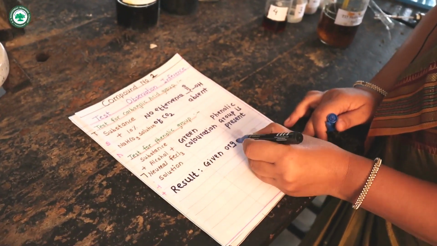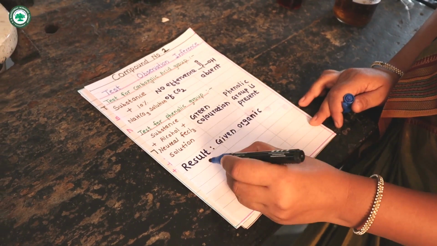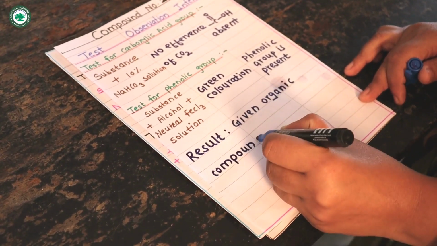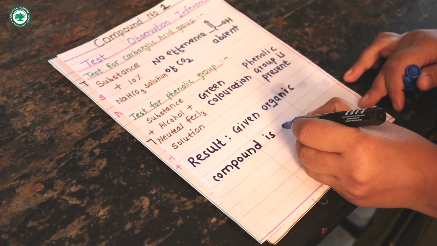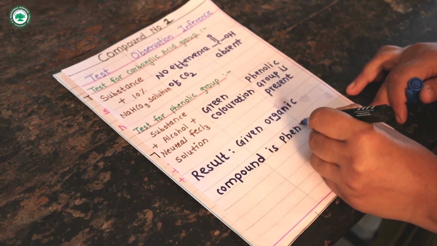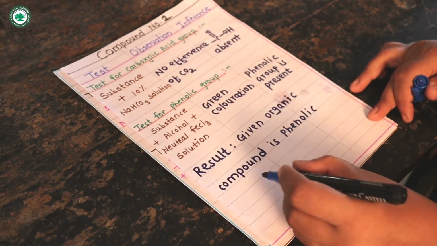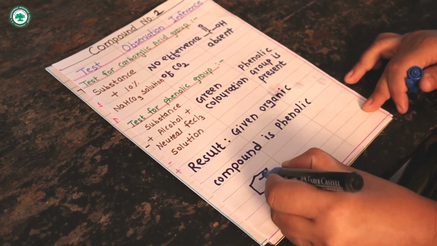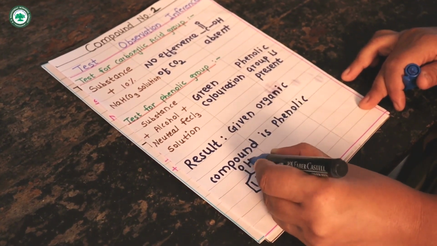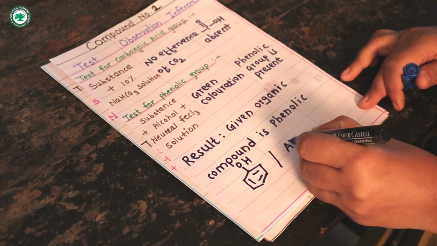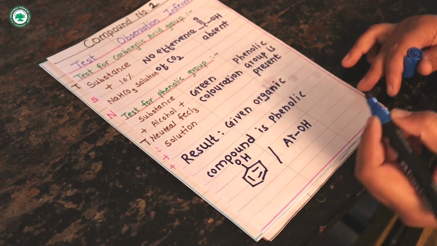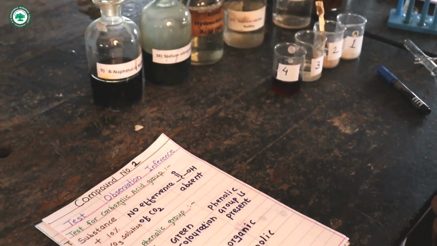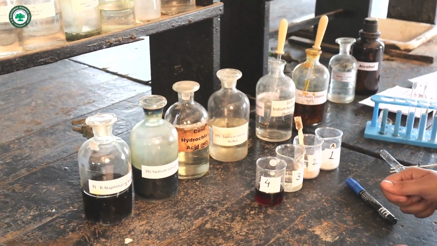Given organic compound is phenolic. Its structure is ArOH. Then next, compound third.